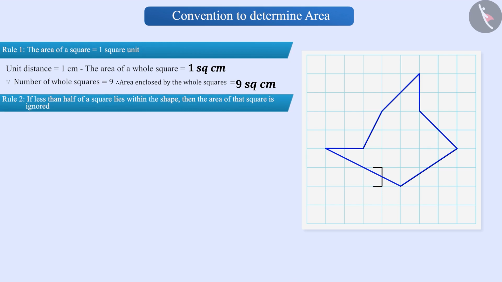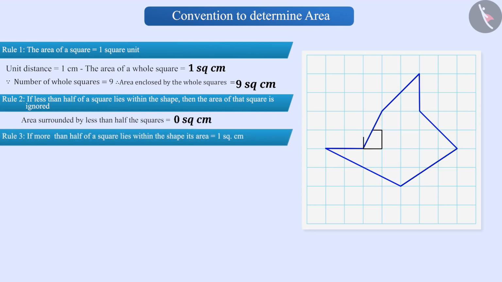Rule 2. If less than half of a square lies within the shape, then the area of that square is ignored. As we see here, only less than half of each highlighted square lies within the shape. So we will ignore this area. In this way, the area covered by less than half the squares is equal to 0 square centimeter.